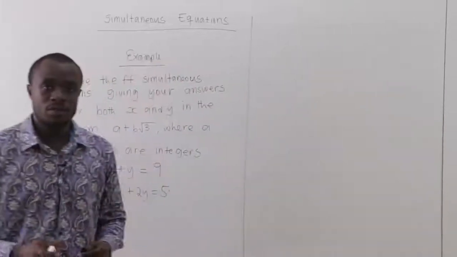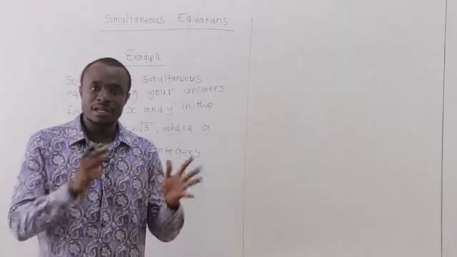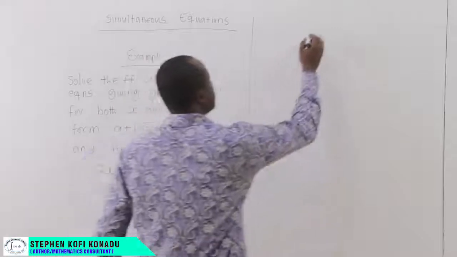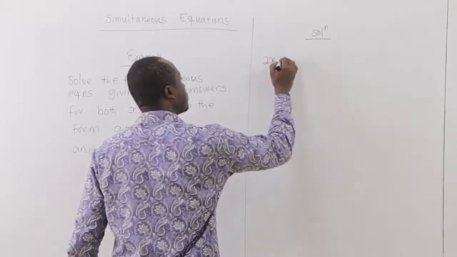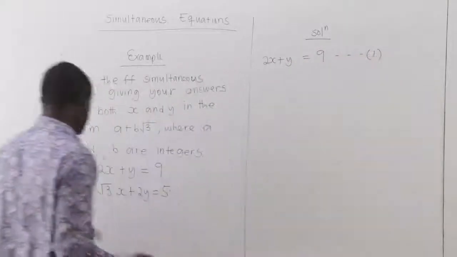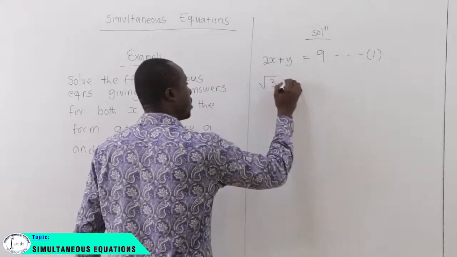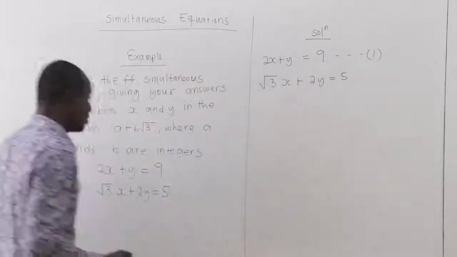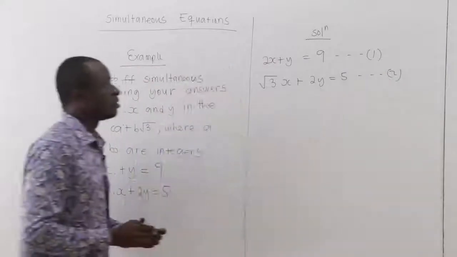Wow, that's a nice question. You can try it yourself. So pause the video, try it, and then later you compare the answer with what I'll get. So we have the first equation, that is 2x plus y equal to 9. Let's say this is equation 1, and then we have root 3x plus 2y, and this is equal to 5. Let's say this is equation 2.